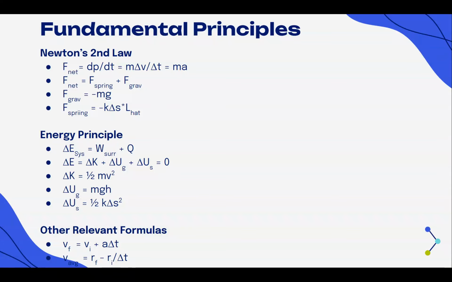Another important thing to know for this experiment is the energy principle, which states that all energy in the system will sum up to zero. For this lab, there is kinetic energy, which is equal to 1/2 mv squared, gravitational potential energy, which is equal to mgh, and spring potential energy, which is equal to 1/2 k change in s squared. Knowing all of these will be a big help when creating the computational model. Other relevant formulas include the velocity update formula and the position update formula.